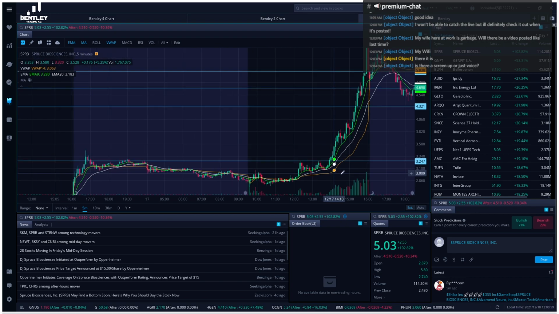So right here, we see it rejected, rejected. So I know this is a key level that it has to break over. So I'm timing the entry to break this. So when I see it break over this, that's my entry.